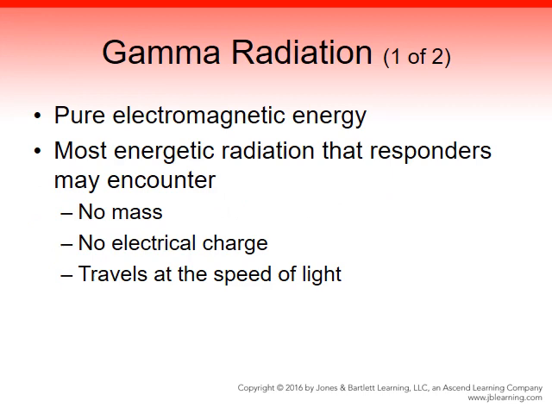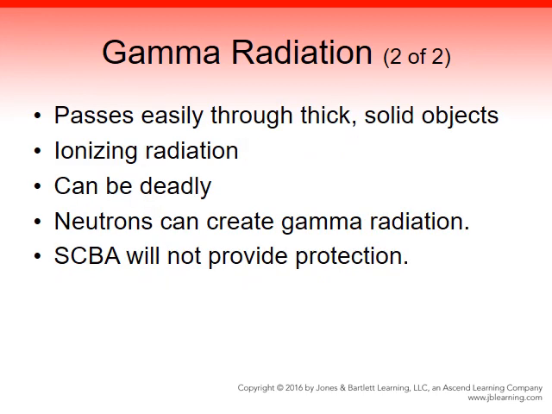Now, gamma radiation is pure electromagnetic energy, the most energetic radiation that responders may encounter. It has no mass, no electrical charge, and travels at the speed of light. It passes easily through thick and solid objects. It is considered ionizing radiation and can be extremely deadly. The neutrons can create gamma radiation, and SCBAs will not provide protection for you, or I should say adequate protection for you.